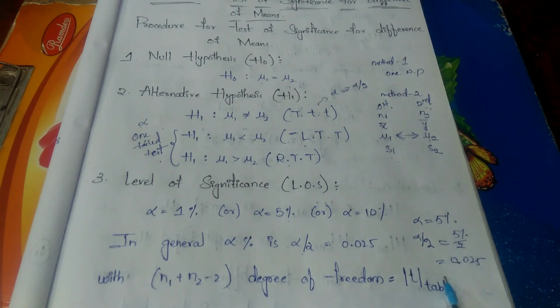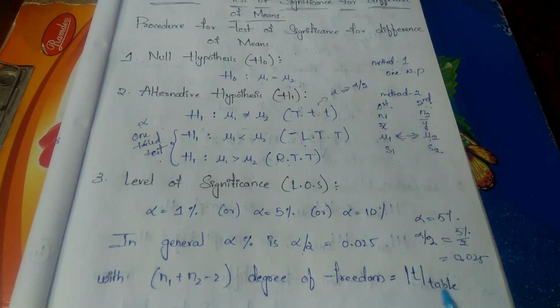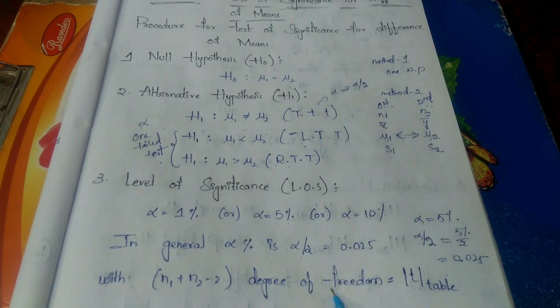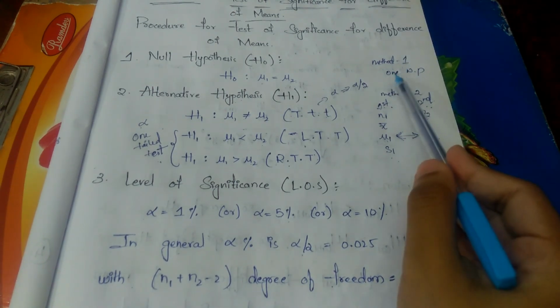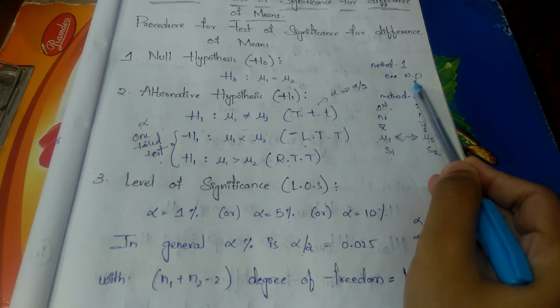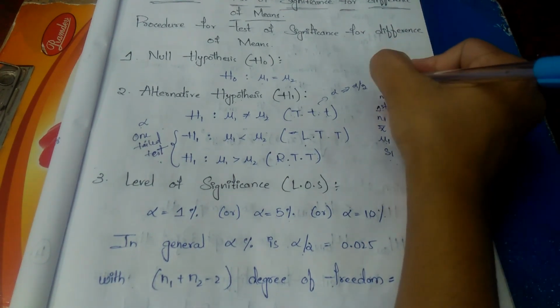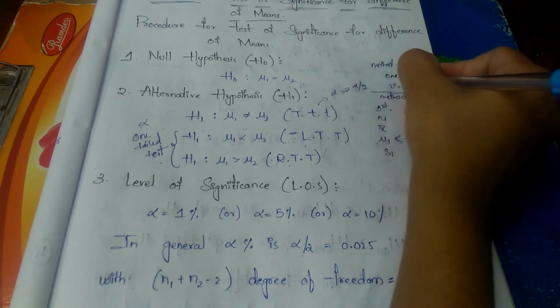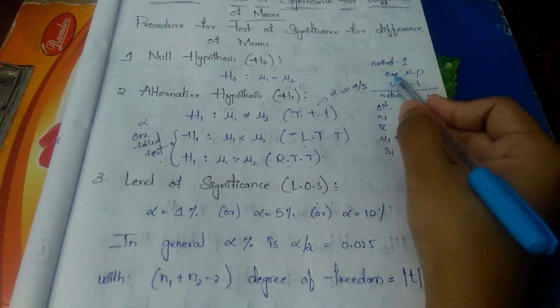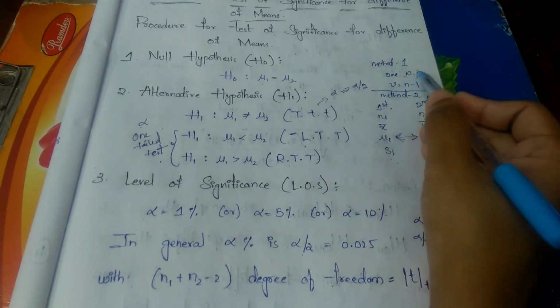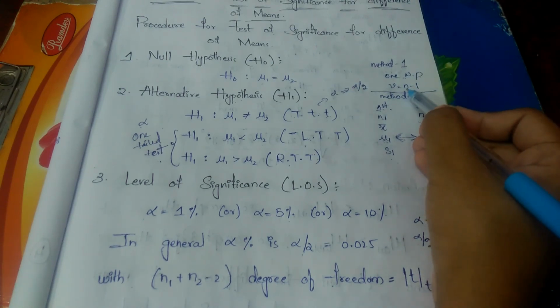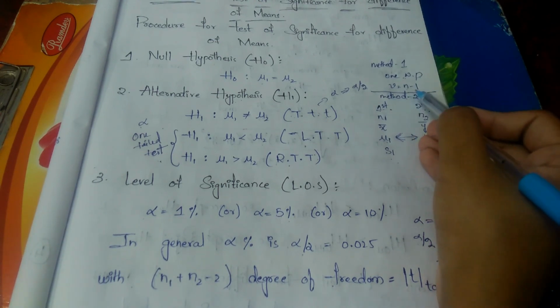So when we are finding the table value from the table, we have to take this 0.025 as the alpha, and then with the degree of freedom n1 plus n2 minus 2. In method 1, we had only one normal population. So at that time the degree of freedom was nu is equal to n minus 1, because we have only one normal population and that population has n number of samples. So nu will be n minus 1.